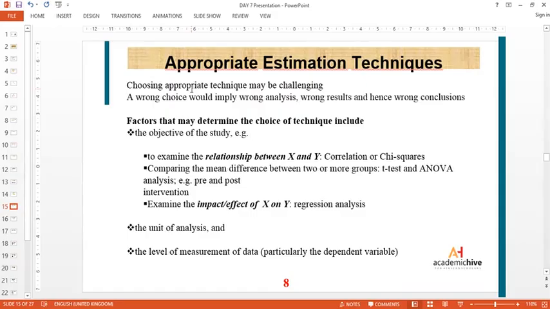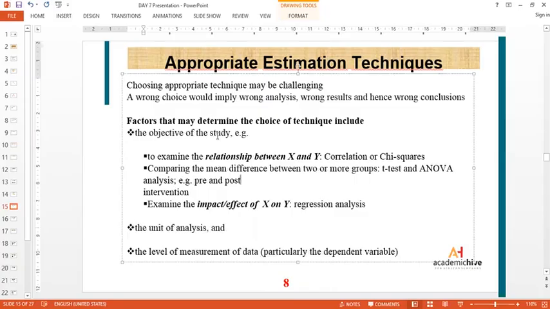What should determine our choice of technique? There are actually three: the objective of the study, the unit of analysis, and the level of measurement. But these last two may be a bit confusing for you right now. So let's just focus on the objective of the study.